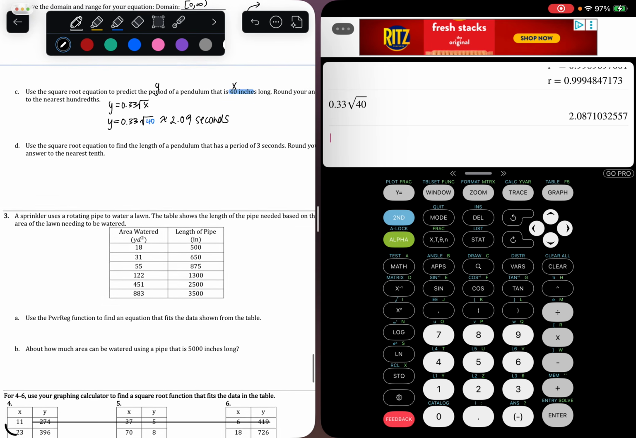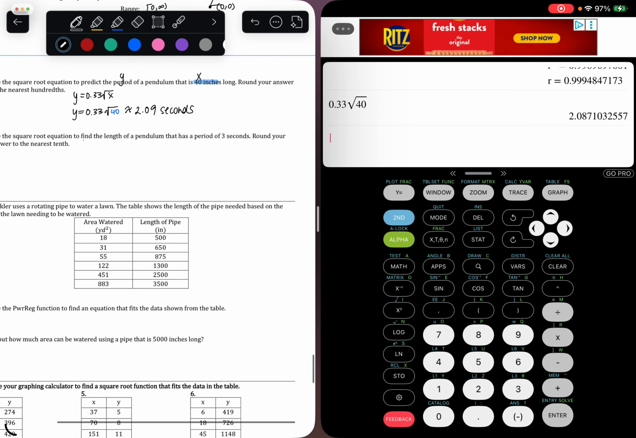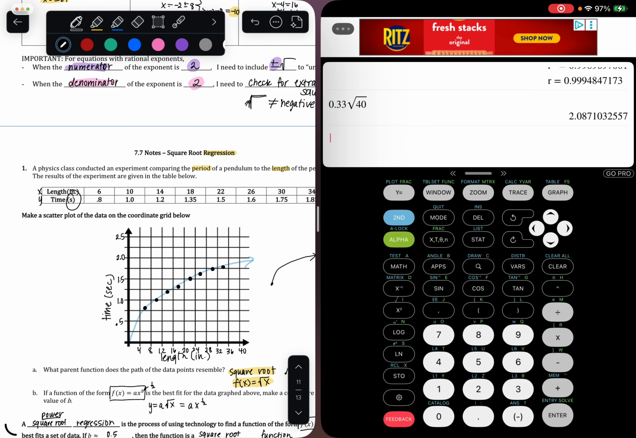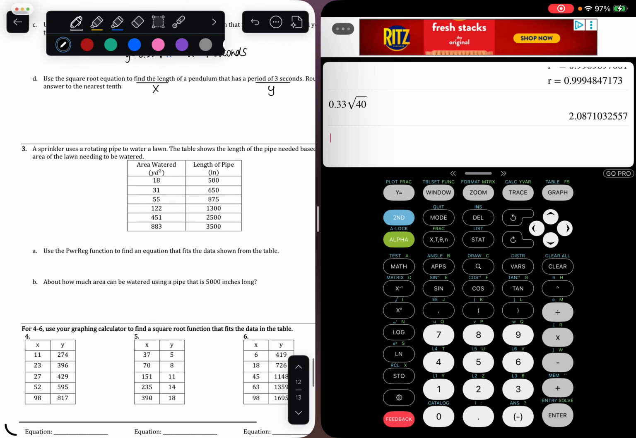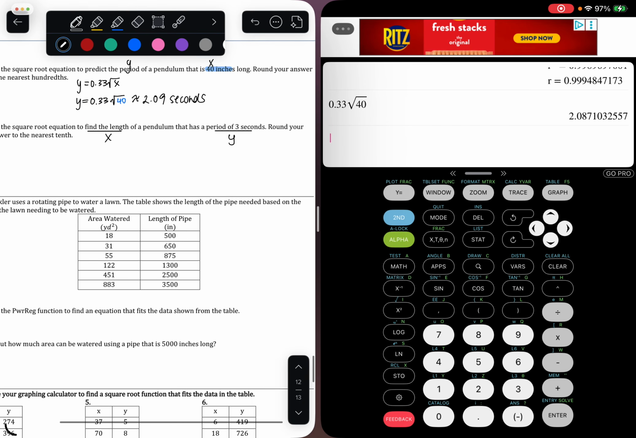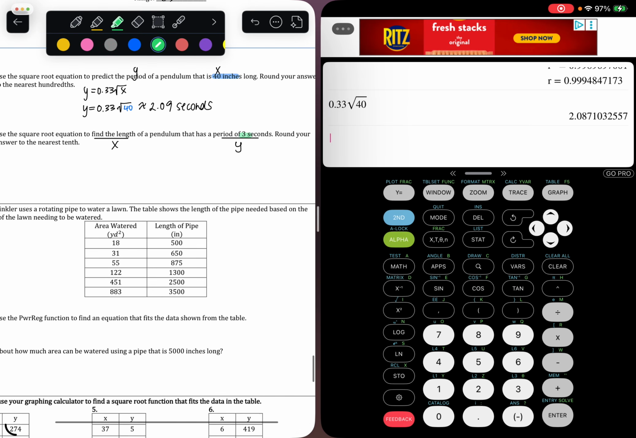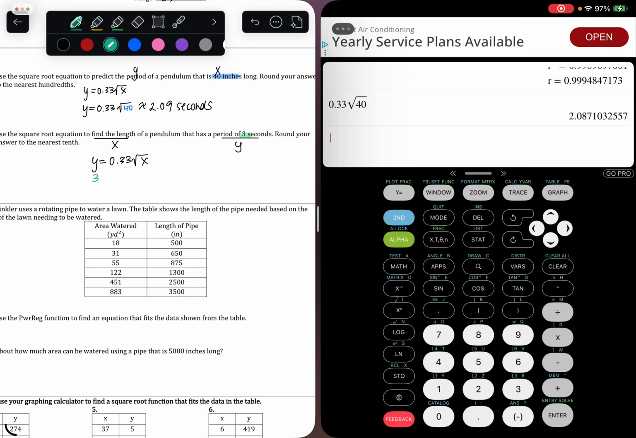Okay, from there, use the square root equation to find the length, that's x, of a pendulum that has a period of 3 seconds. That's y. Period is y. Going back to the table, period is y, length is x. So find x when the period is 3. And so using my equation, this time we're plugging in 3 for y.